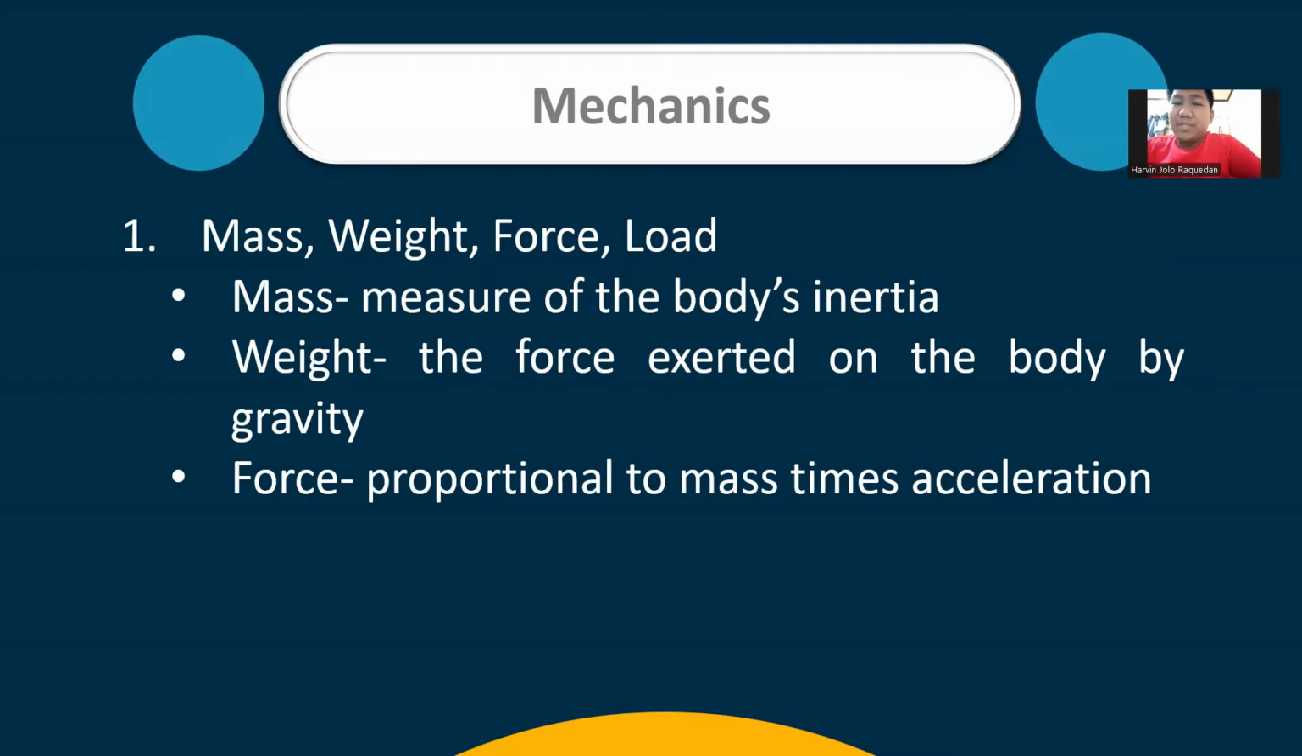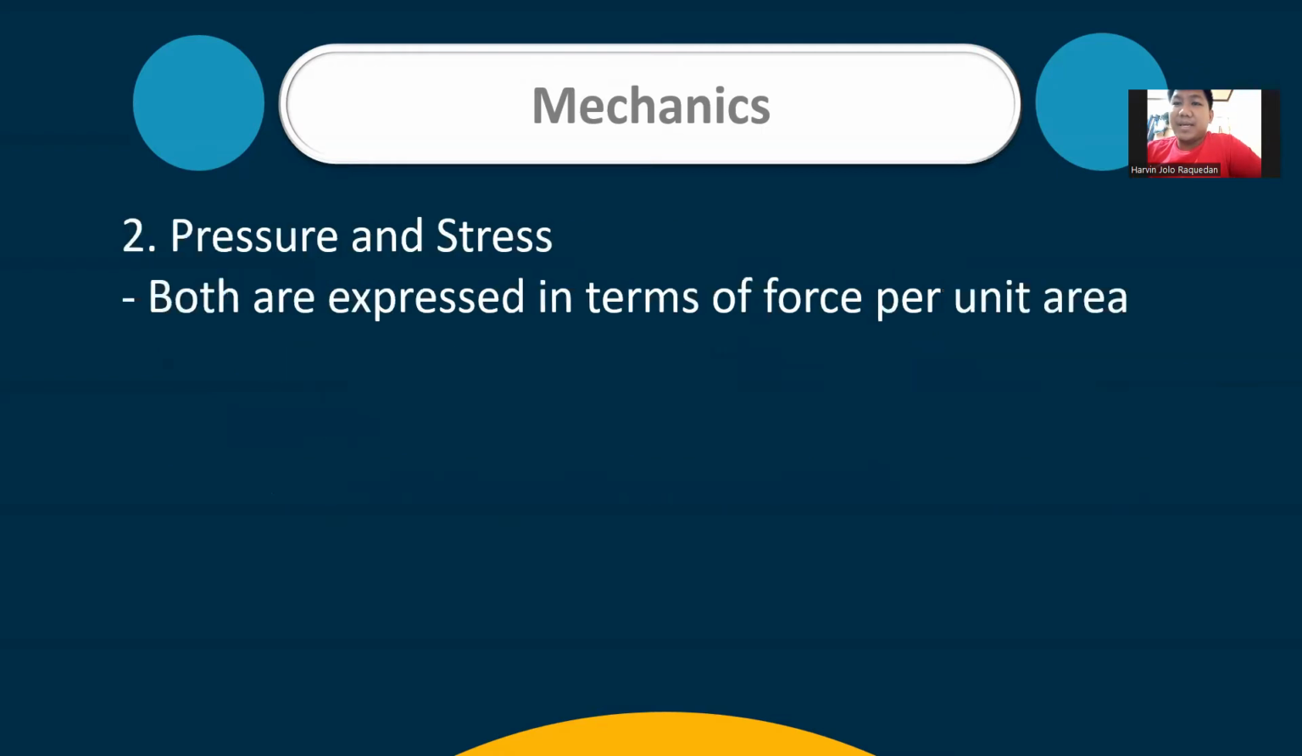Next, force. Force is proportional to the mass times acceleration. Next, we also have stress and pressure. Both are expressed in terms of force per unit area. The formula for pressure and stress is force over area.